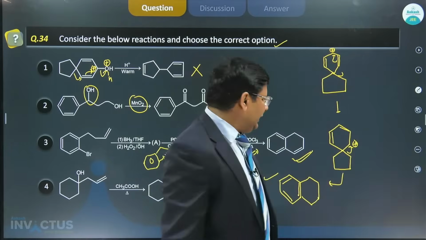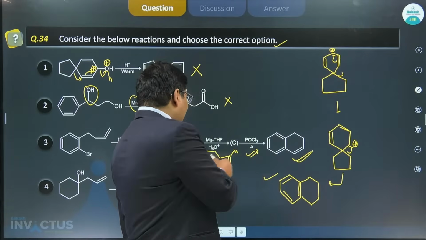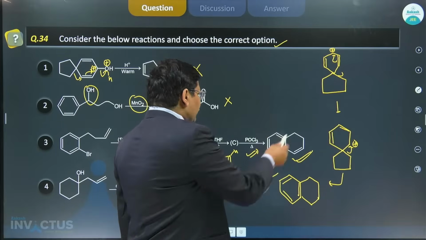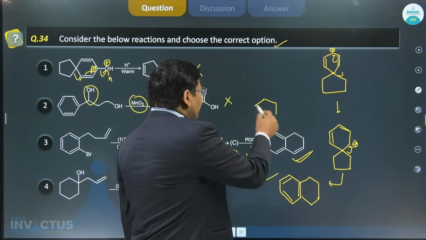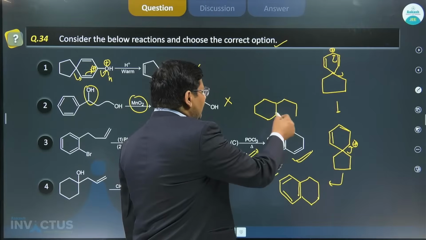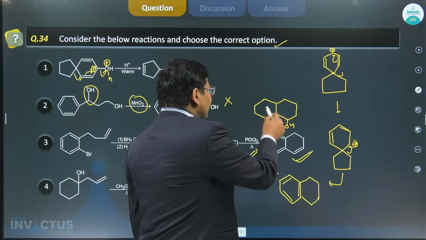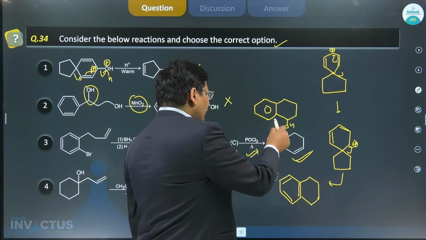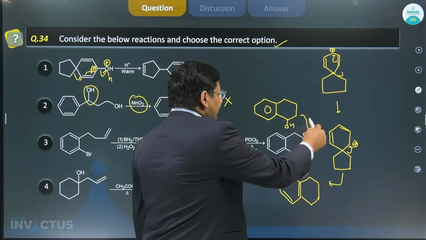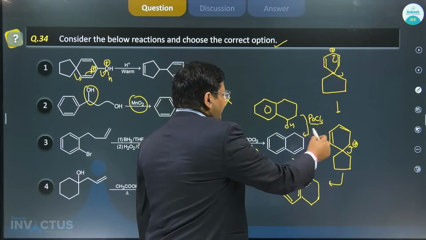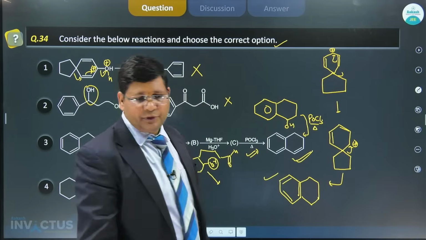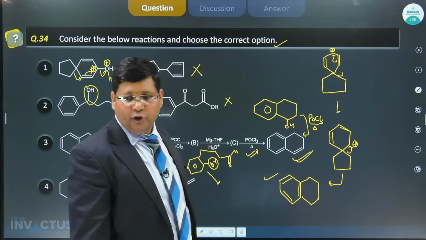So POCl3 will be a dehydrating agent because after addition of Grignard, suppose you got this compound. After addition of Grignard, you get this compound. So POCl3 will be a dehydrating agent, so loss of water will be there after adding POCl3. Simple. I hope it's clear now.